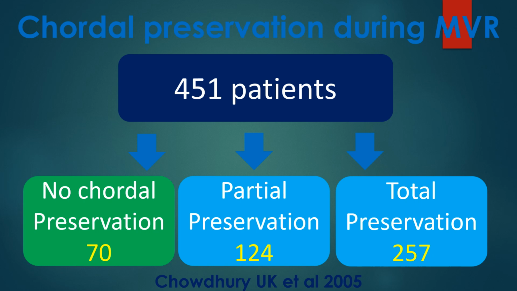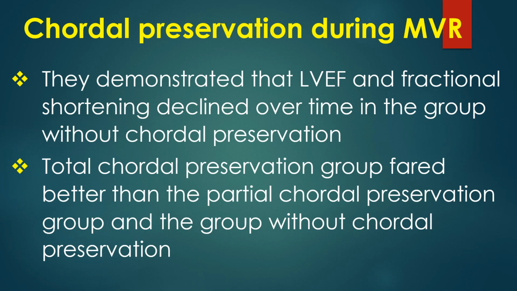Chowdhury and associates have reported on chordal preservation in the setting of rheumatic heart disease. Of their 451 patients, 70 had complete excision of the mitral subvalvular apparatus, 124 patients had preservation of the posterior chordopapillary structures, while 257 had total chordal papillary preservation. They demonstrated that left ventricular ejection fraction and fractional shortening declined over time in the group without chordal preservation. Total chordal preservation group fared better than the partial chordal preservation group and the group without chordal preservation.